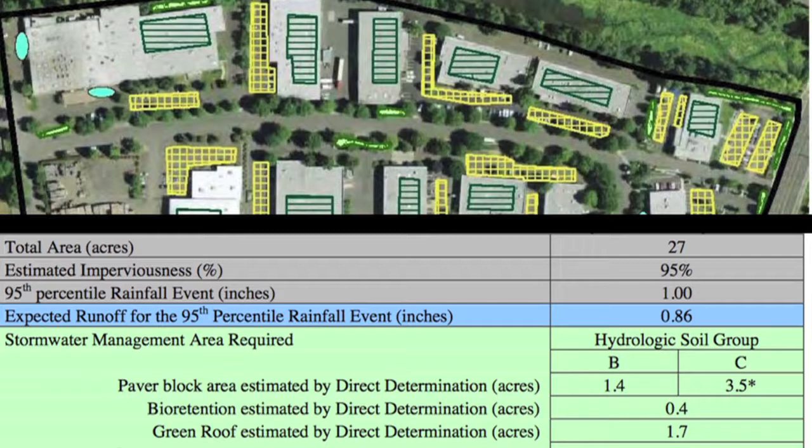20% of total rooftop area could be converted into vegetated roofs. 40% of paved area could be converted into paver blocks, and 50,000 gallons of total volume could be captured in cisterns for use on this urbanized site. Using this system of 4 different practices, all runoff for the 95th percentile rainfall event would be retained.